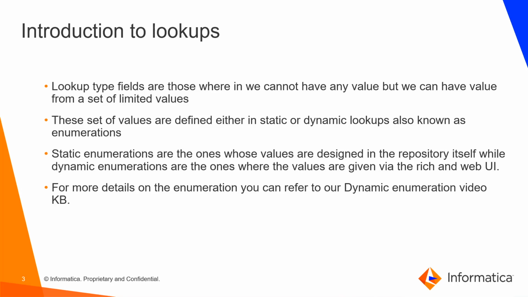There are two types of enumerations which are supported by P360. One is static enumeration and the second is dynamic enumeration. Static enumerations are the ones wherein we need to add the values from the repository itself, whereas dynamic enumerations are the ones wherein we give values from the rich client itself, and we do not need to restart the servers every time a new value is added, unlike in static enumeration. For more details on enumerations and dynamic enumerations, you can refer to our dynamic enumeration video KB.